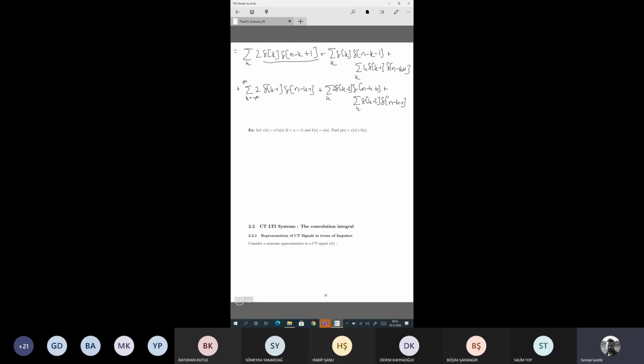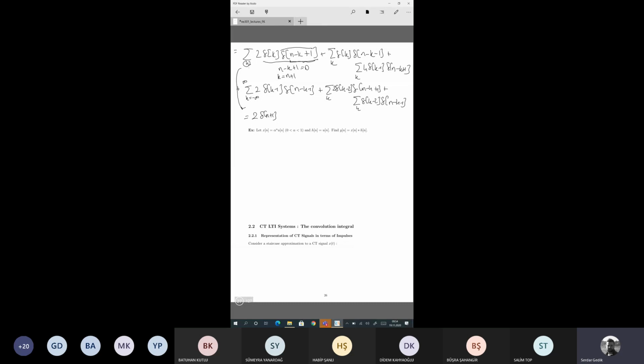What do I know? I know that if this relation n minus k plus 1 is 0, this expression is 1. So the impulse is 1. If the input for the impulse is 0 in the discrete case, I know that the result is nothing but 1. So this brings me that k should be equal to n plus 1 for the whole summation to be non-zero. So the first term here is simply 2 times impulse n plus 1. So this is the first term.